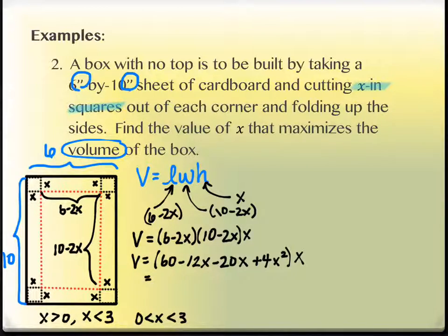So I'm going to do 2 steps at once. I'm going to combine the 2 middle terms. What is that going to give me in the middle? Negative 32x, and I'm going to distribute the x at the same time. So I combined a couple of algebra steps. If that's bothersome to you, write them out separately. But I'm going to have 60x minus 32x squared plus 4x cubed.